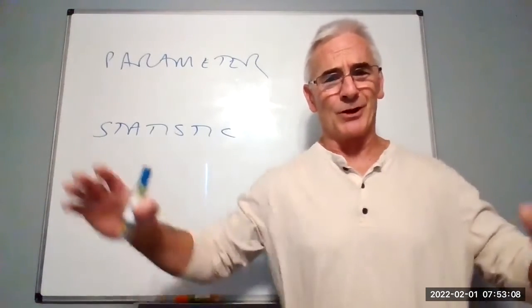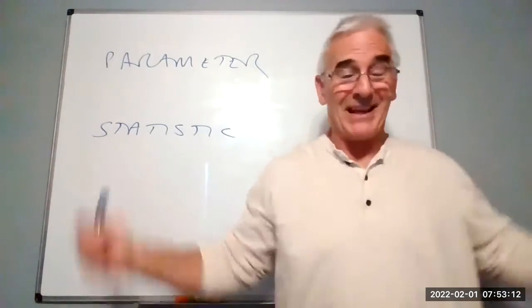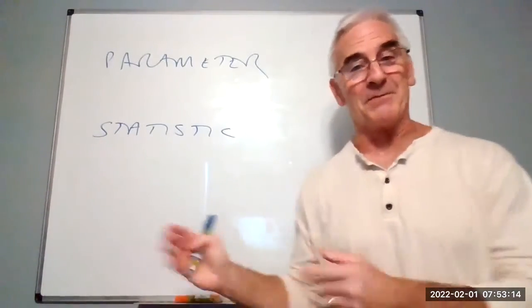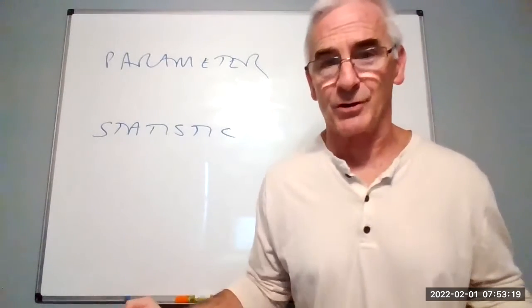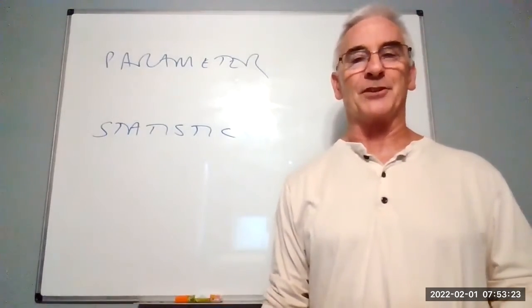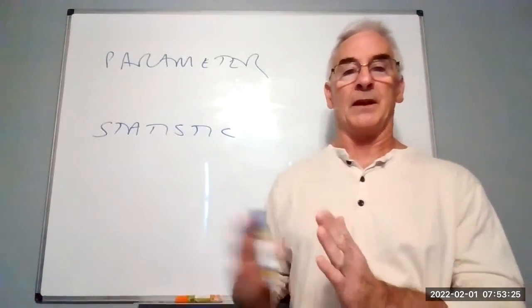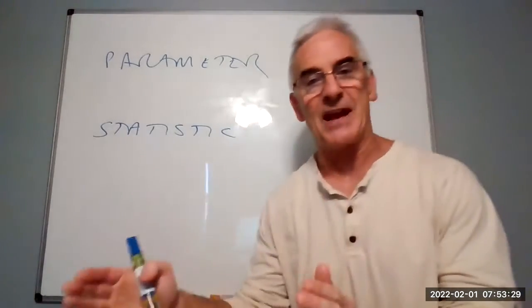So what are we going to do? We're going to collect some water from the ocean, maybe several gallons, and then we're going to measure the amount of salt. I don't think it's reasonable to think we can measure all of the salt in the entire oceans. There's a lot of water out there. So the parameter would be all of the water in the oceans. The statistic would be the amount in the sample we collected.